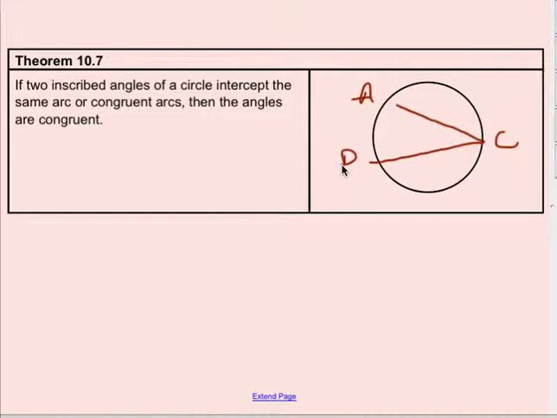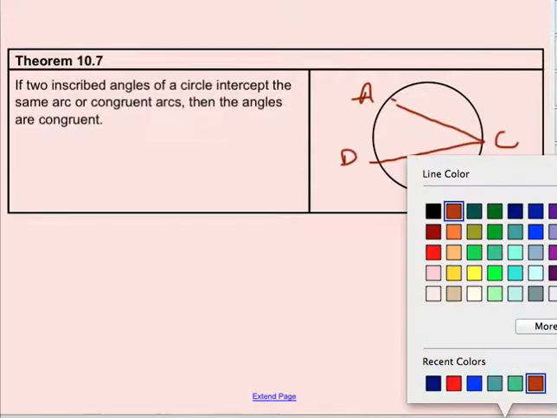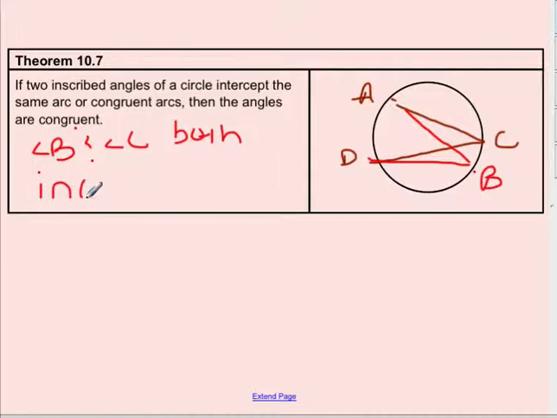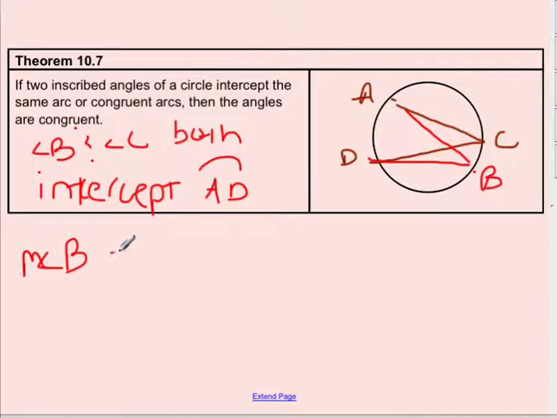Then I'm going to have another angle that I'm going to call angle B. Angle B has a different vertex, but it connects at the same points. So what I know right now is angle B and angle C both intercept arc AD. So what does that tell us? That tells us that the measure of angle B is congruent to the measure of angle C. Okay, so that's the next theorem that we're working on.